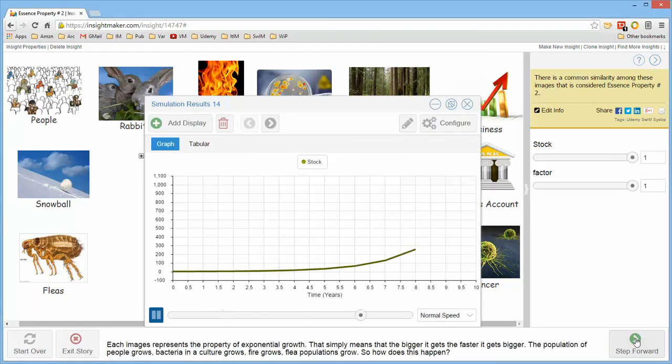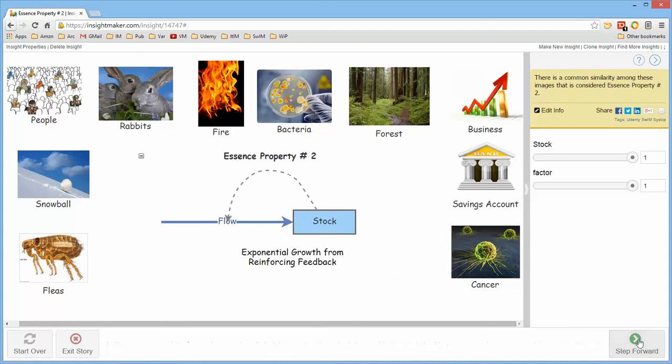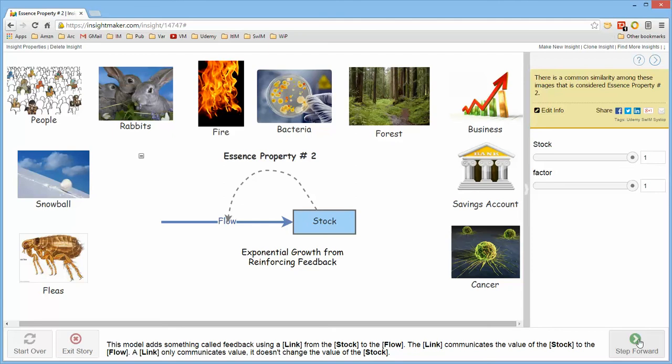Growth in this instance is what's referred to as exponential growth. In other words, it appears to grow slowly for some period of time and then it begins to grow extremely rapidly. The way that this happens is we begin with the same structure that we had previously, a stock, which represents an accumulation of something, and a flow into that stock. To that, we add what we call feedback from the stock to the flow using a link. Now, the link just conveys information from the stock back to the flow to have an influence on the flow. It does not change the stock itself. Only a flow can change a stock.